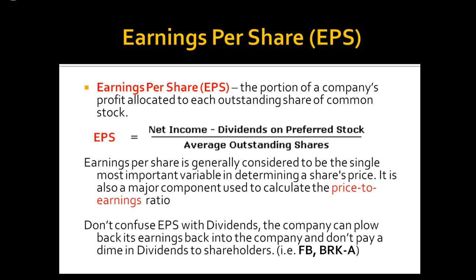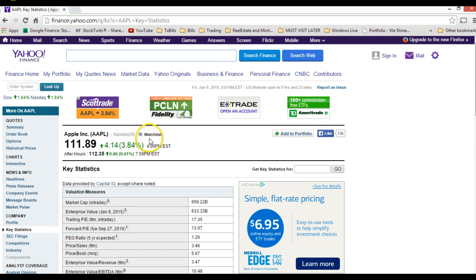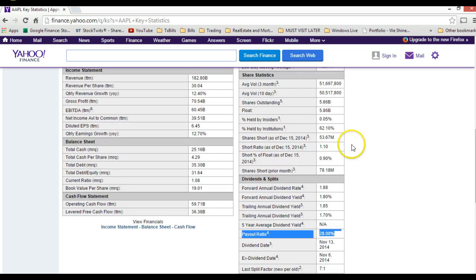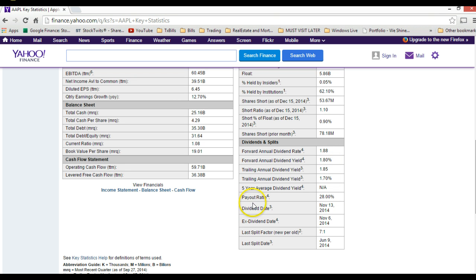So let's go ahead and take a look at Apple real quick and see how much Apple is paying out to its shareholders. Go to Yahoo Finance again and click on Key Statistics. On the right hand side, you will see payout ratio 28%. So this 28% means that Apple's dividends make up 28% of their EPS, earnings per share.